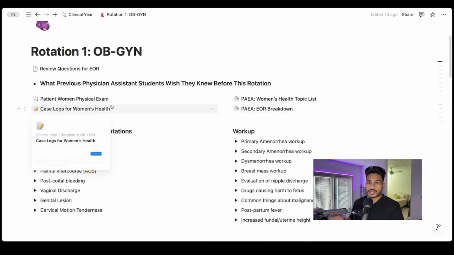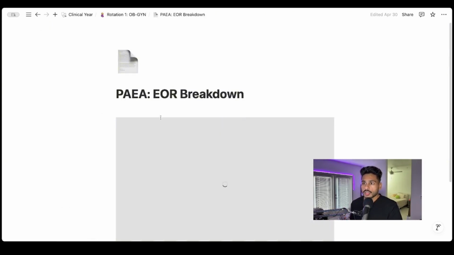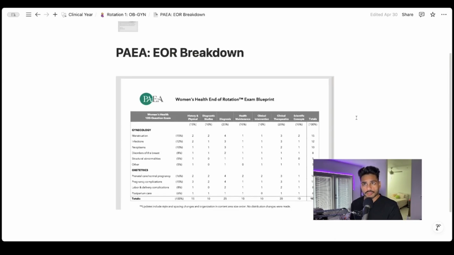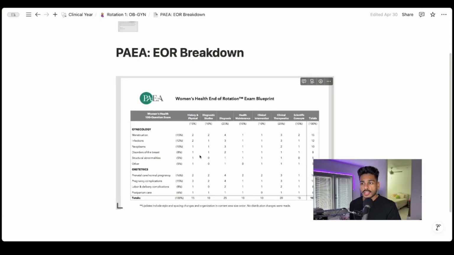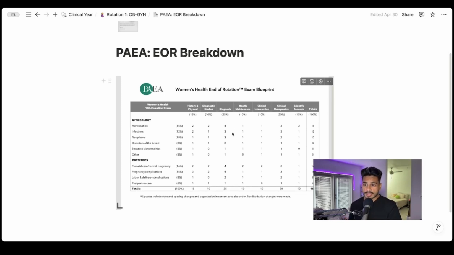Next thing is also really important. So I also like to put the EOR breakdown in the first section of the page, because I like coming back to this and looking at all the EOR breakdown. So, for example, the top three gynecology concepts on the EOR are menstruation, infections, and neoplasm. So I'll focus most time on those three. And then I'll focus on the breast and then structural abnormalities. And the others, I don't really focus too much time on.